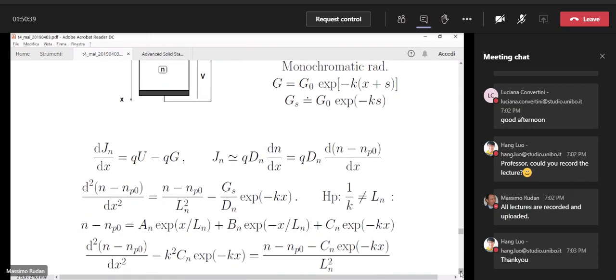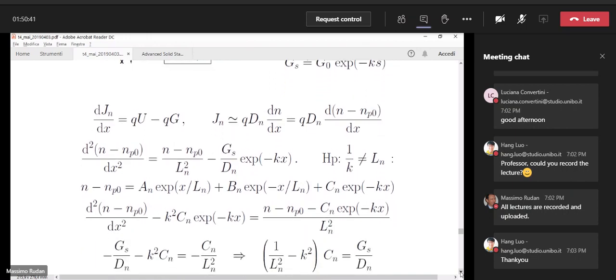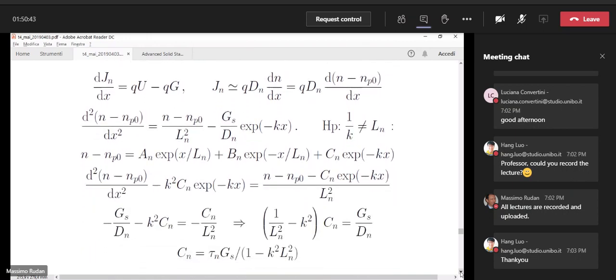Then we simply solve the PN junction again. So at this point, we must solve completely the PN junction with only one difference with respect to the standard case of the PN junction. That is, we have also the optical generation.